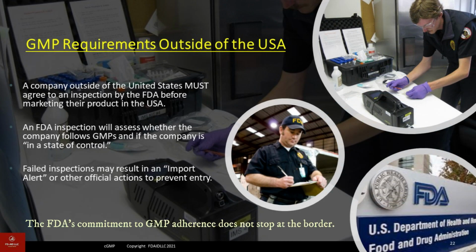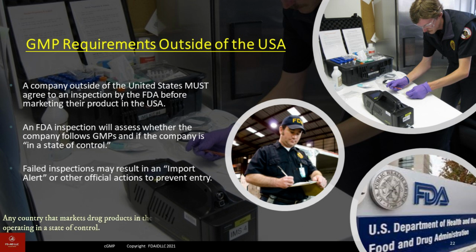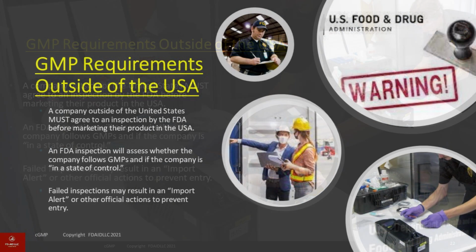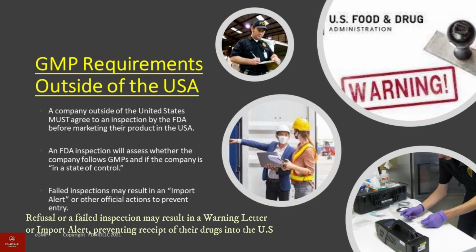The FDA's commitment to GMP adherence does not stop at the border. Any country that markets drug products in the United States must agree to an on-site inspection to make sure it is operating in a state of control. Refusal or a failed inspection may result in a warning letter or import alert, preventing receipt of their drugs into the United States.